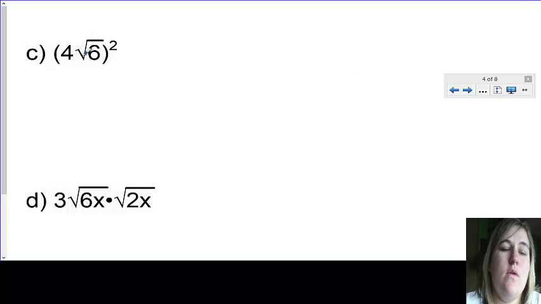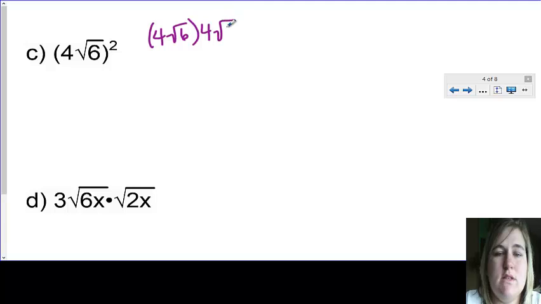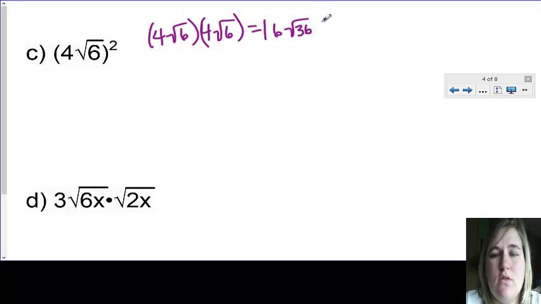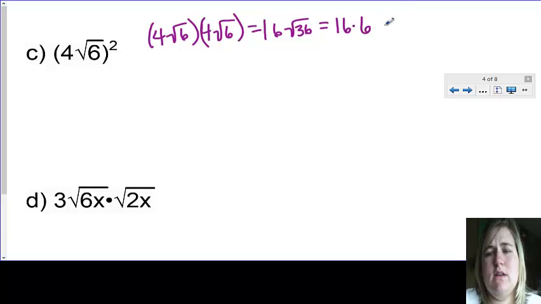On this one, remember that whenever we're squaring something, we're taking that quantity times itself. So I have 4 radical 6 times 4 radical 6. I'm going to multiply what's on the outside, 4 times 4 is 16. Radical 6 times radical 6 is radical 36, which is equal to 6. So I have 16 times 6, which gives me 96.